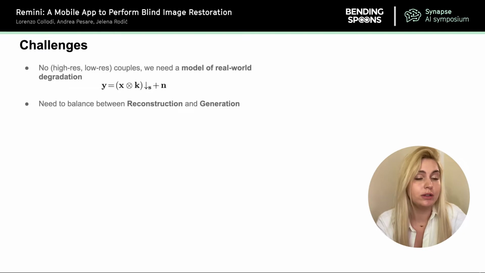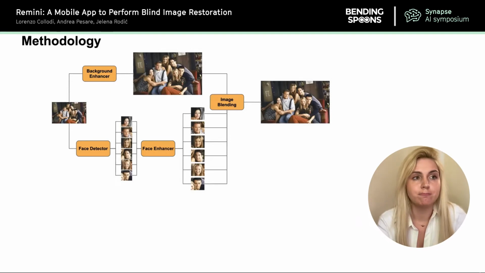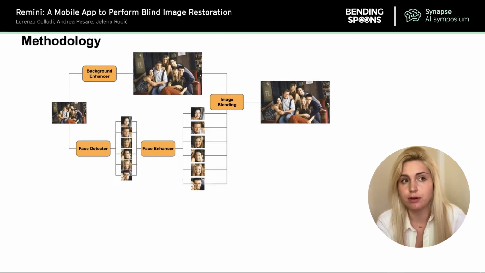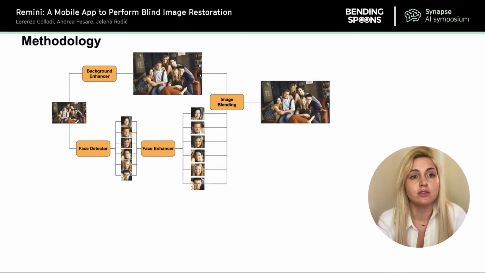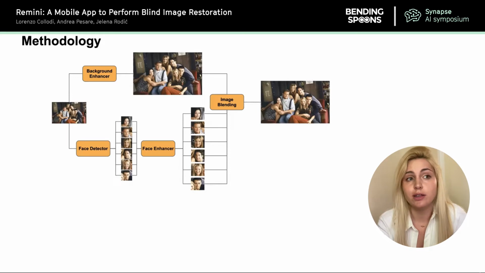Now we'll talk about the methodology and the pipeline that Remini has. We have four major parts: face enhancer, background enhancer, face detector, and image blending unit. First we need to explain why we need a different face enhancer and a different background enhancer. When users look at an image, they pay most attention to faces. This is natural, and that is why it is important for us to achieve the best possible result we can on the faces.